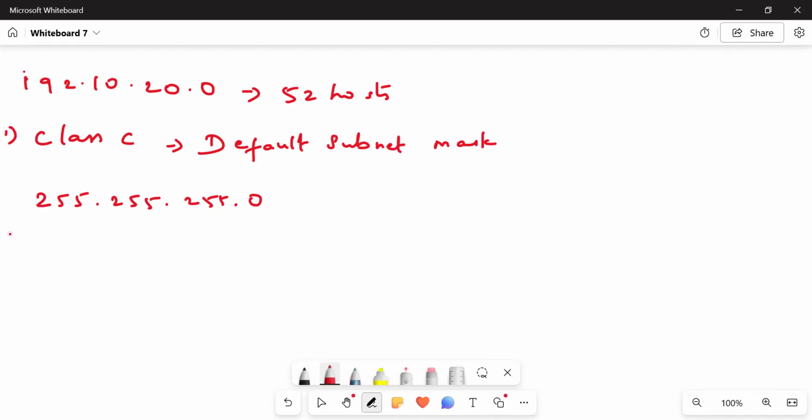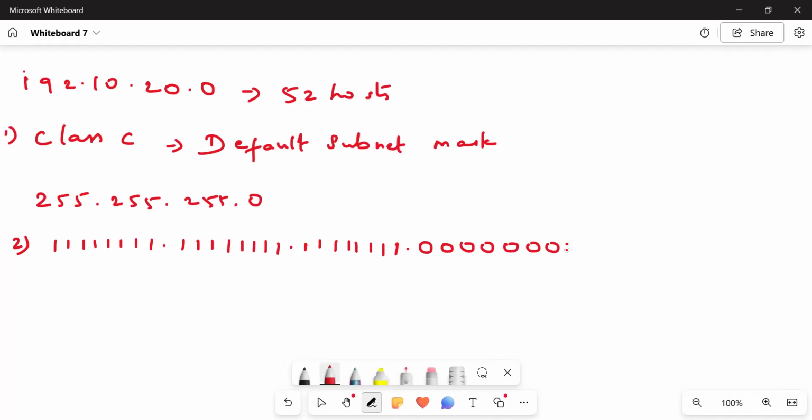Okay. Now the second step is that we need to convert this into binary format. So in binary format, 255 is 8 ones. 8 ones, 8 ones, 8 ones, and then 8 zeros. Okay. So now we have converted the default subnet mask to binary format.